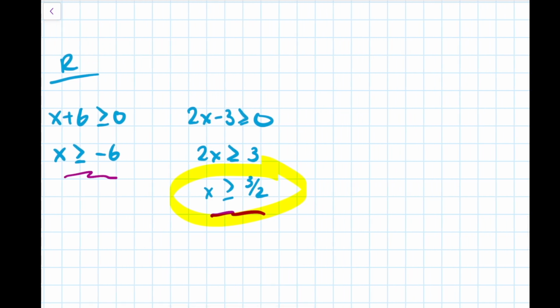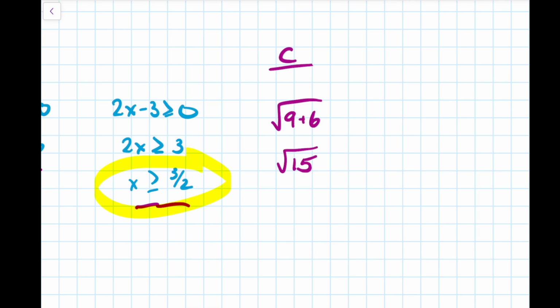Now we check our solution. So if we plug our 9 in for x, on the left, we're going to get the square root of 15. And we do it on the right. We're also going to get the square root of 15. And so our solution here works. Everything's good.